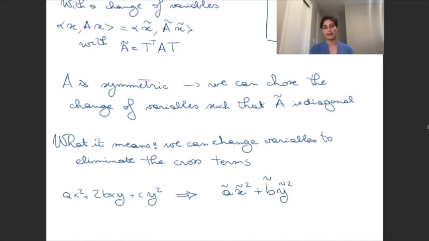So if we go from a quadratic form that is small a x squared plus 2bxy plus cy squared, we can choose new variables in the xy plane. We are going to choose x tilde and y tilde, and this same quadratic form is now a quadratic form with no cross terms in x tilde and y tilde. So it's a quadratic form with a tilde x tilde squared plus b tilde y tilde squared. No cross terms. So complete independence between x and y.